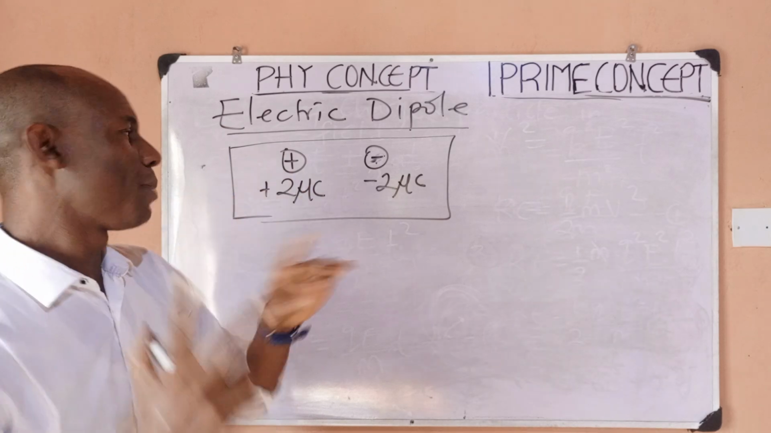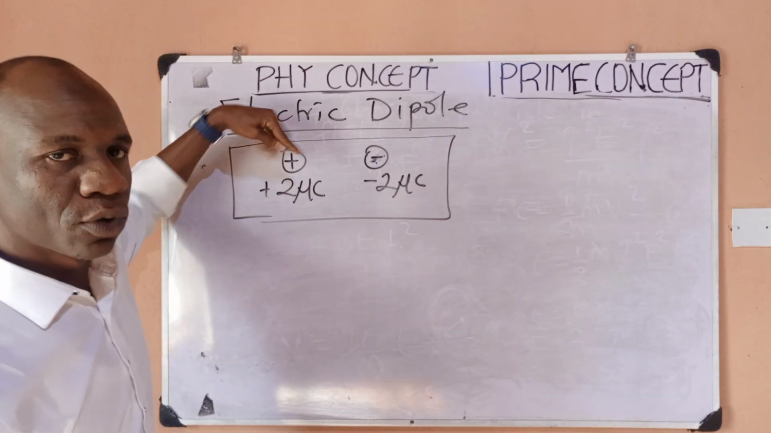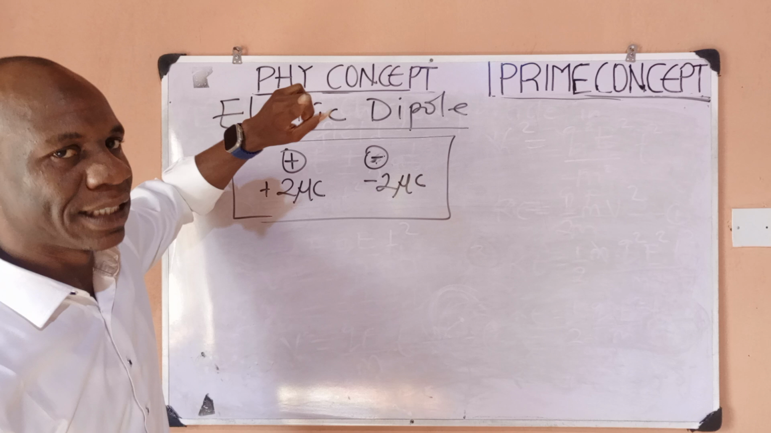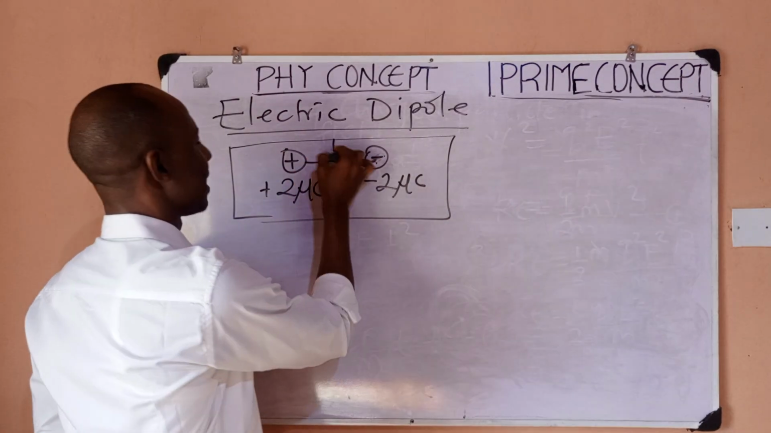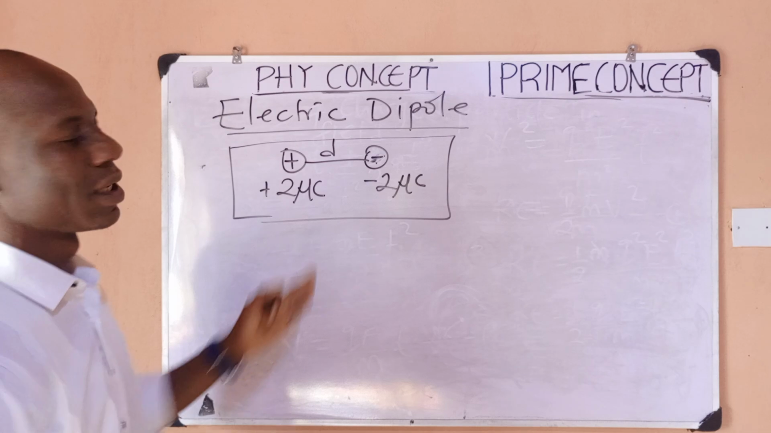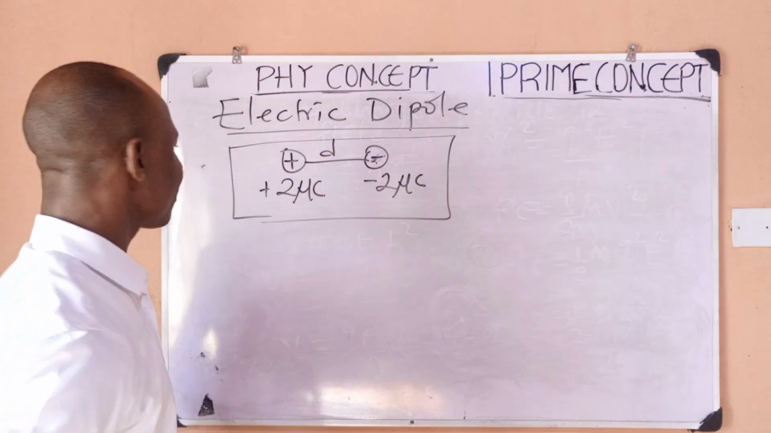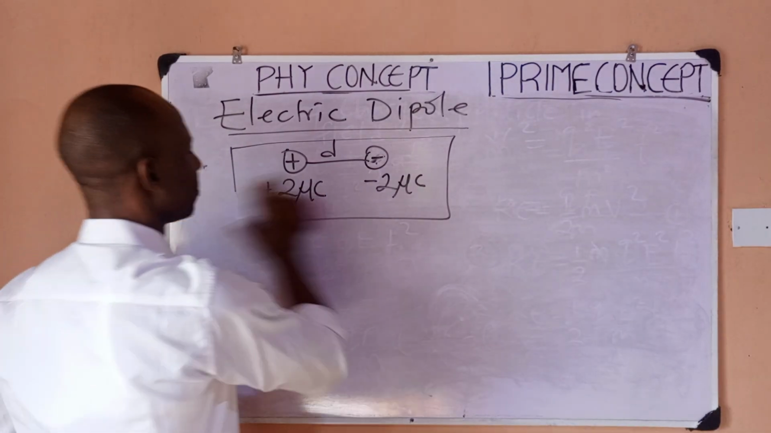So an electric dipole is a pair of two charges with same size but opposite signs separated by a distance d. That is what forms an electric dipole. I believe this is clear and simple.